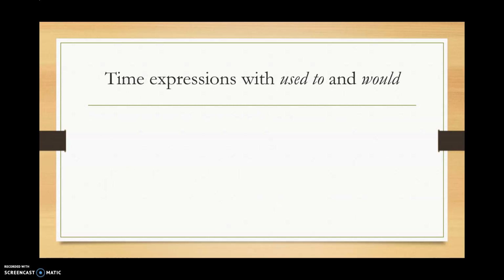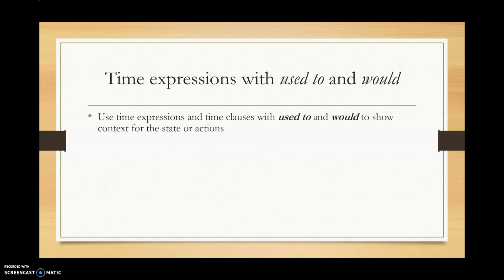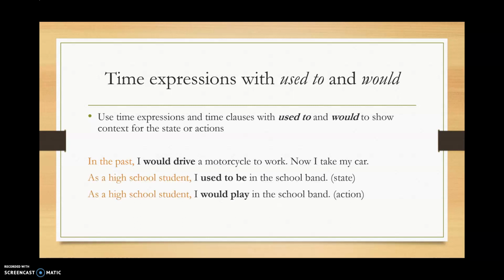Let's talk about time expressions with used to and would. Use time expressions and time clauses with used to and would to show context for the state or actions. In the past, I would drive a motorcycle to work. Now I take my car. As a high school student, I used to be in the school band. As a high school student, I would play in the school band.